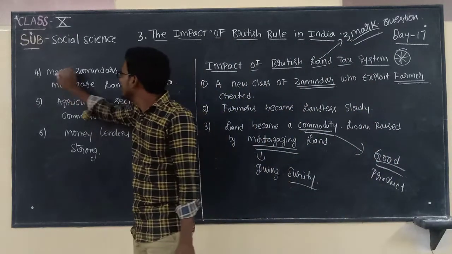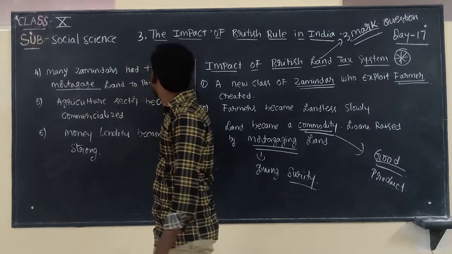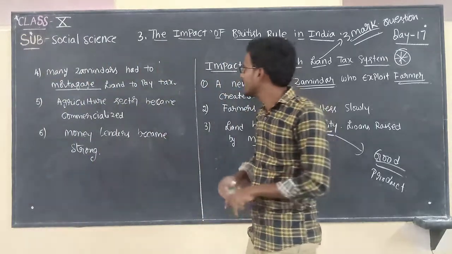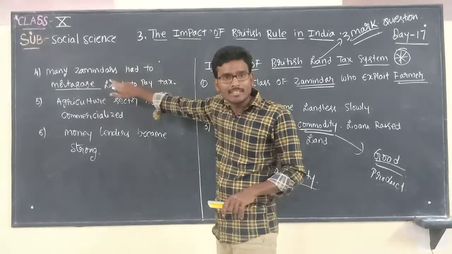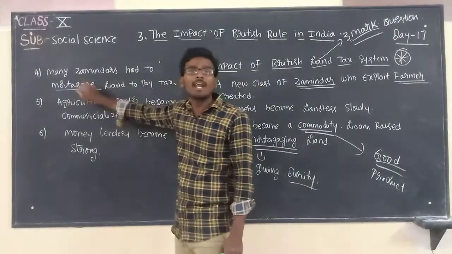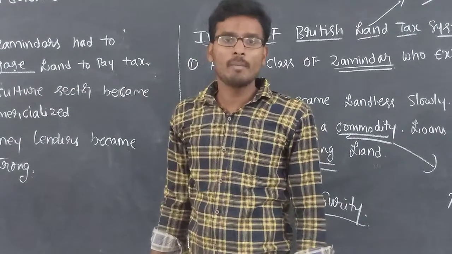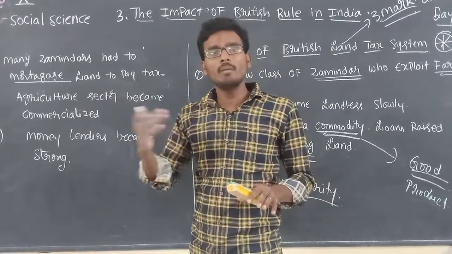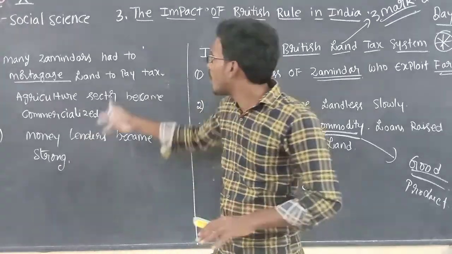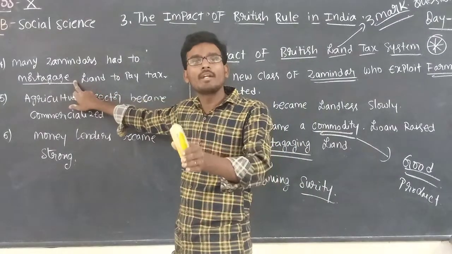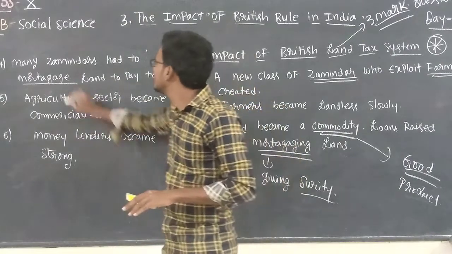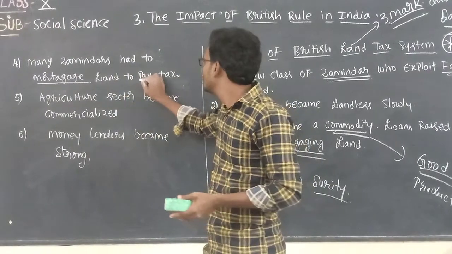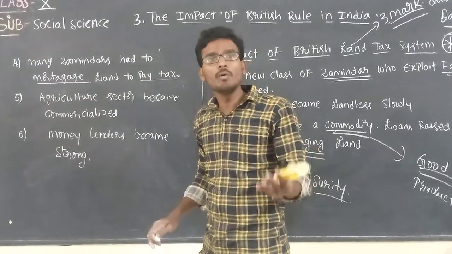Now, many zamindars mortgaged land to pay tax. I told you, right? Zamindars actually have to pay land tax. Whenever they were unable to pay land tax, they had to mortgage their land. They had to give their land to a particular person. It is quite common even now: if any person is unable to repay money to another person, whatever documents he submitted, that property the person will take. In that manner, many of the zamindars had to mortgage their land to pay tax. It means they have to give assurance.